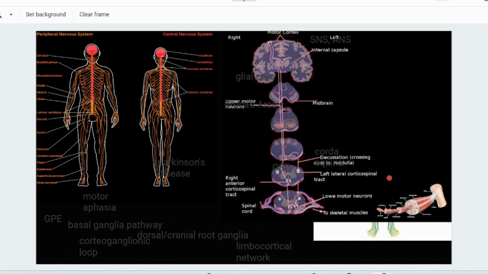Extrapyramidal tracts function to modulate motor control and influence posture and muscle tone. The components of these are rubrospinal tracts, originating in the red nucleus of the midbrain, controlling upper limb movements. Vestibulospinal tract originates in the vestibular nuclei and helps maintain balance and posture. Reticulospinal tract originates in the reticular formation and modulates muscle tone and reflexes. And finally, tectospinal tract originates in the superior colliculi and coordinates head and eye movements.